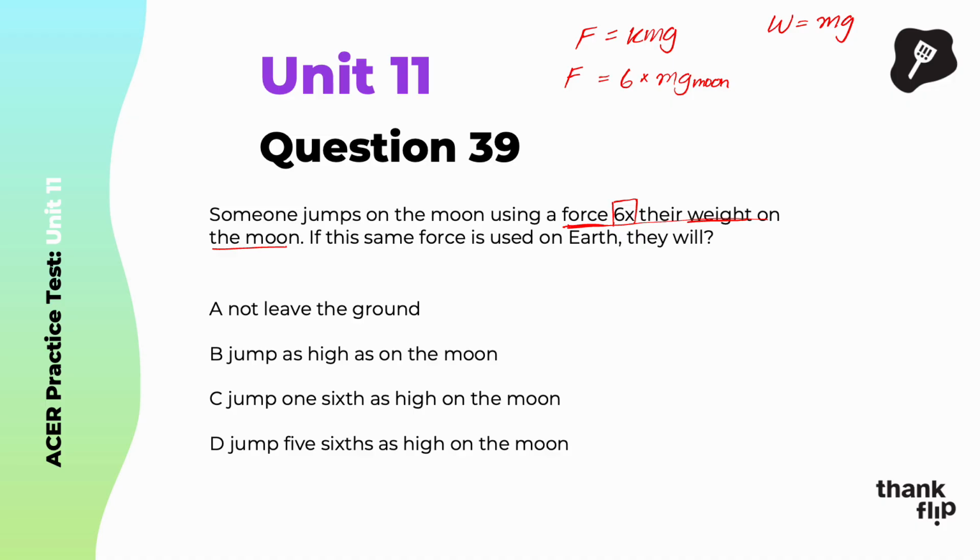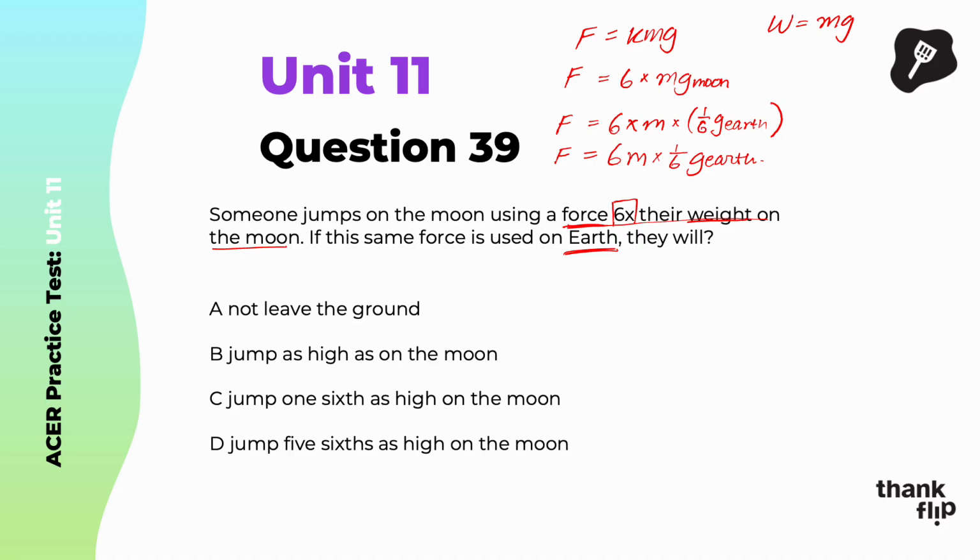And then we're asked what would happen if the same thing happened on Earth. So in order to compare this to the Earth, F is equal to 6 times m times what we know about the gravity on the moon, which is that it's 1/6 that of the gravity on the Earth. So now if we think of it in terms of the gravity on Earth, we can compare it to what would happen on Earth, right? So now I'm going to simplify this equation: 6m times 1/6 g on Earth.